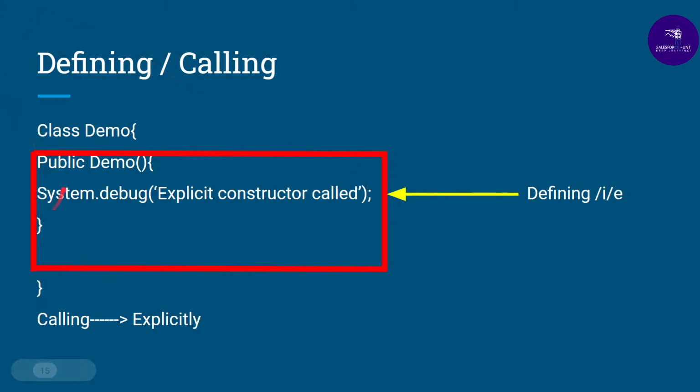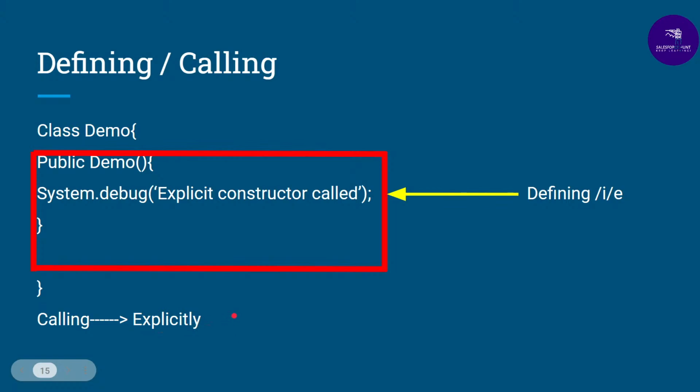Like class demo, under this class demo we have a public demo constructor, and once you initialize this, it runs system.debug. And like explicitly constructor called here, right? So we have defining explicitly or implicitly. Always remember, defining comes under both explicit as well as implicit, and calling is always explicit. These two points are very important for us, right? So defining and calling. Calling is nothing but explicitly called.